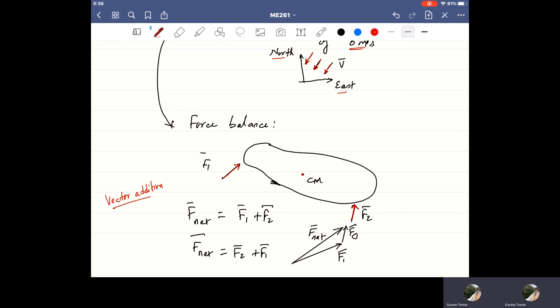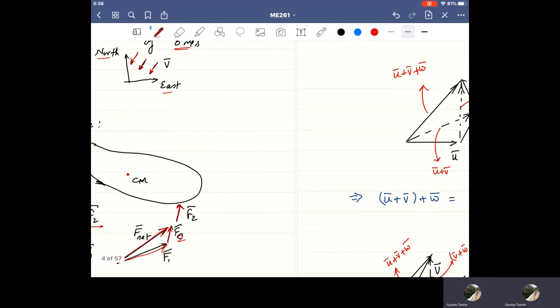Geometrically, this same equation can be represented by taking the F1 direction, taking the F2 direction, and then computing geometrically the F net direction. You can geometrically add them like this, so sometimes you can call it geometric addition.